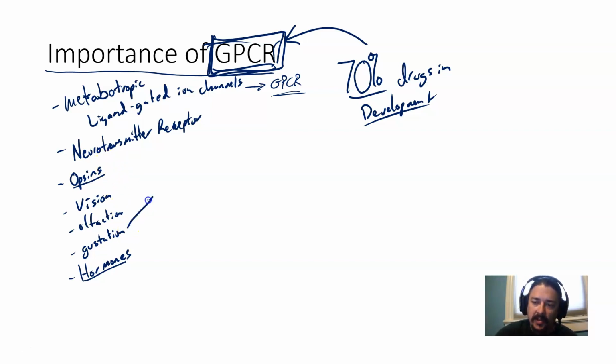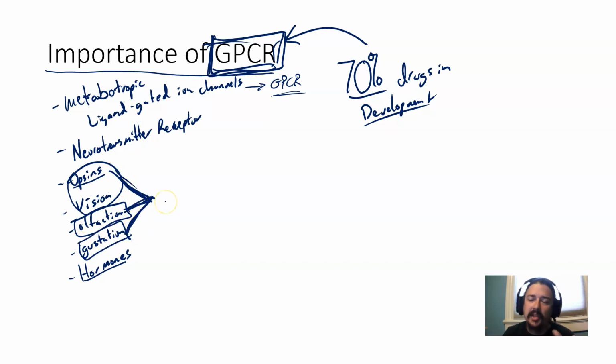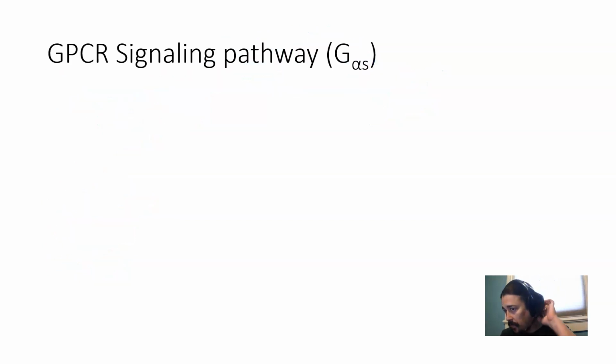the special senses, opsins are G protein coupled receptors involved in vision. Your olfactory receptors rely on G protein coupled receptors, and same thing for gustation. And rather than explain the pathway every time we get to olfaction, gustation, etc., making this whole separate video. So, how does a G protein coupled receptor work?